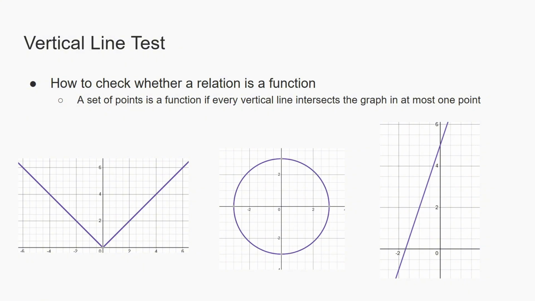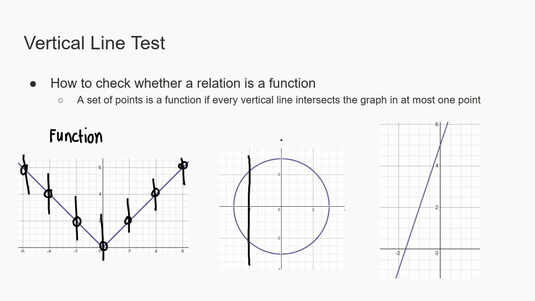What does this mean? This means that you should be able to draw vertical lines at any point in the graph and check how many times it intersects with the graph. In this case, it only intersects once everywhere, so we know that this is in fact a function. And what about this one right here? This relation has more than one intersection, so we know that it is not a function. And what about this one right here?